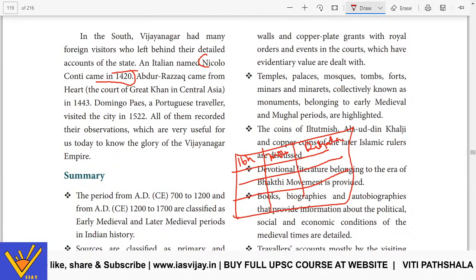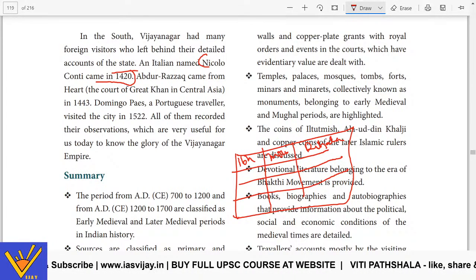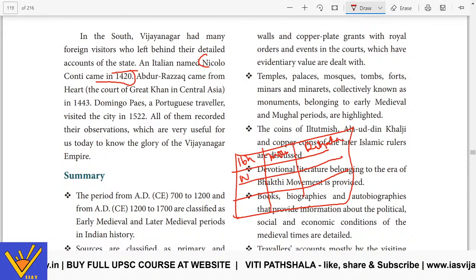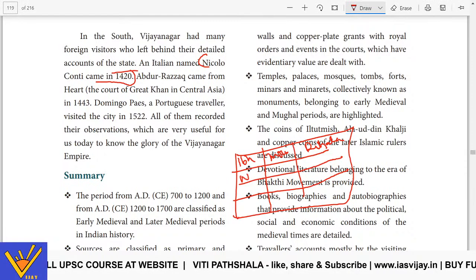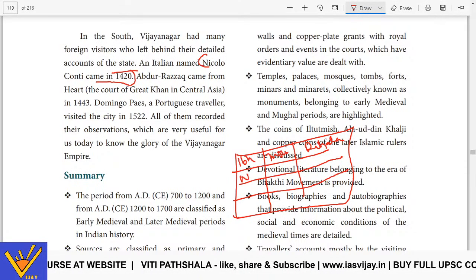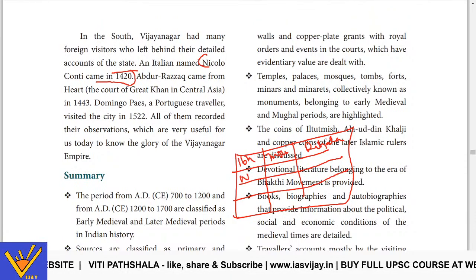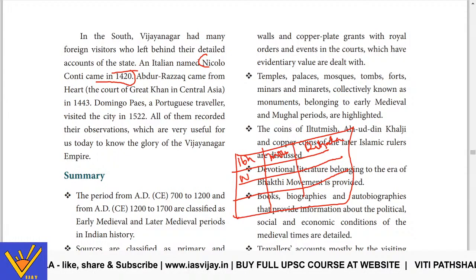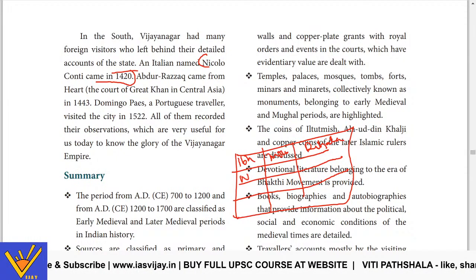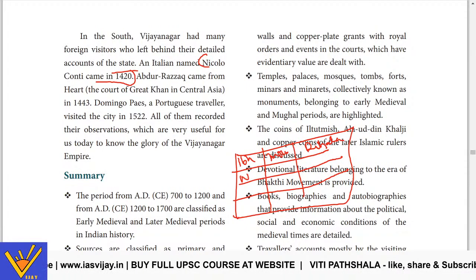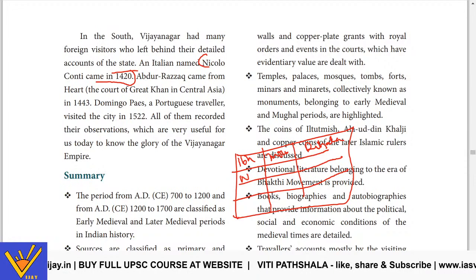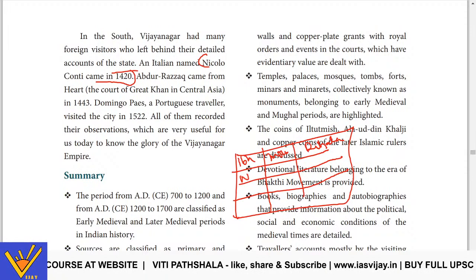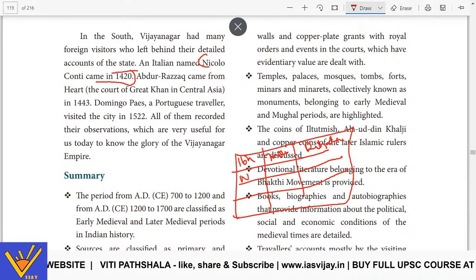So write like this. Then make a chart for the other one, that is Niccolo Conti. Now in which year did he come? Niccolo Conti came in 1420. Write about him. Now Abdul Razzak came from Herat, that is the court of the great Khan in Central Asia, in 1443. Now Domingo Paes, a Portuguese traveler, visited the city in 1552. All of them recorded their observations, which are very useful for us to study the glory of the Vijayanagar Empire.